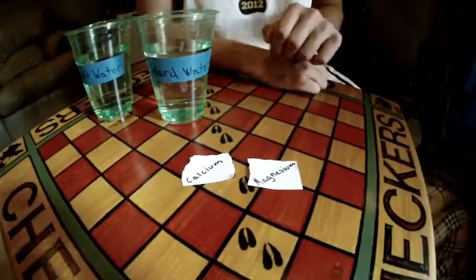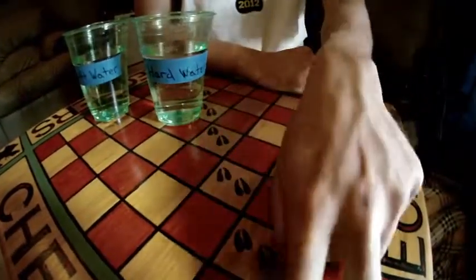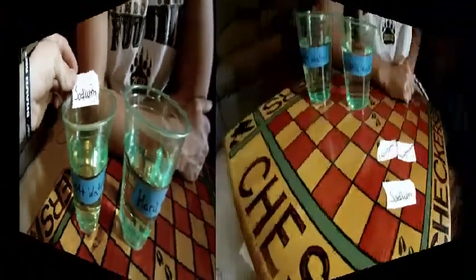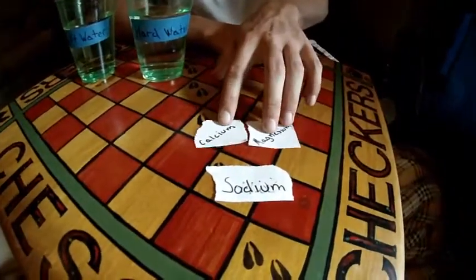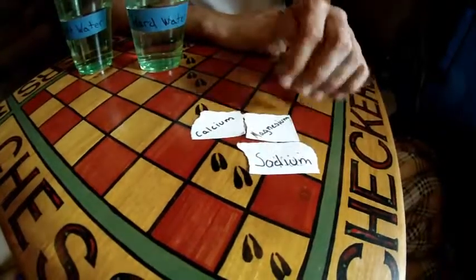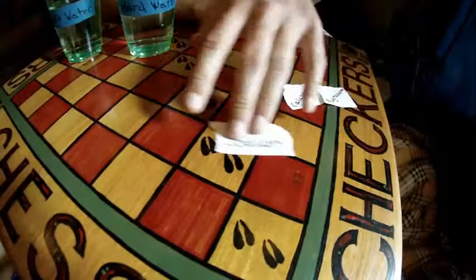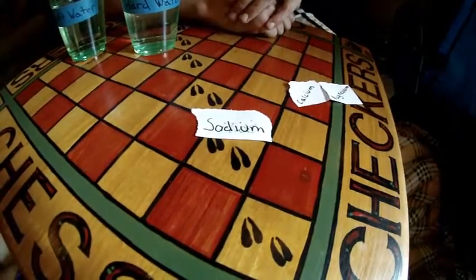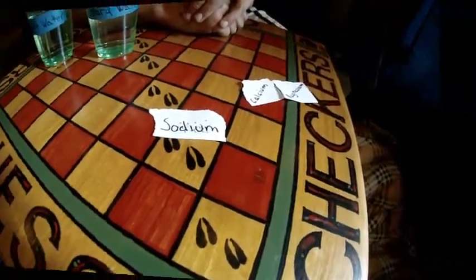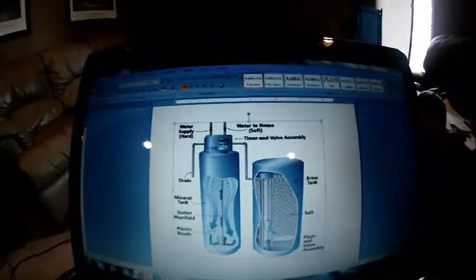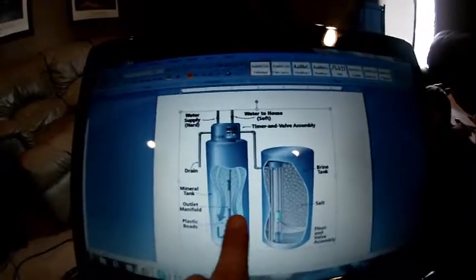In soft water, calcium and magnesium are replaced with sodium. This is done by a water softener. Water softeners replace calcium and magnesium with sodium ions, which isolate magnesium and calcium ions, taking them away and leaving just sodium. This is usually done at night when people aren't using their water. This is an example of what a hard water softener looks like with a salt tank and a hard water tank.